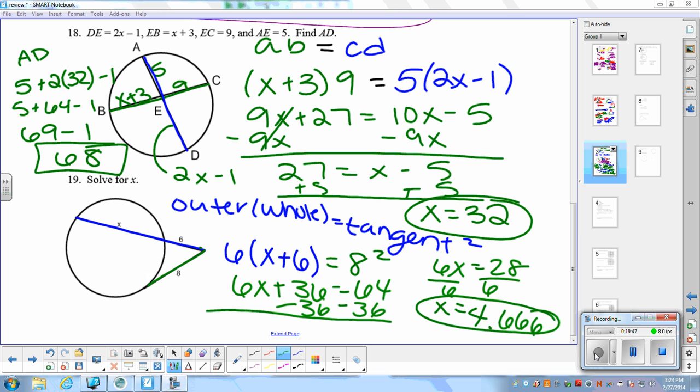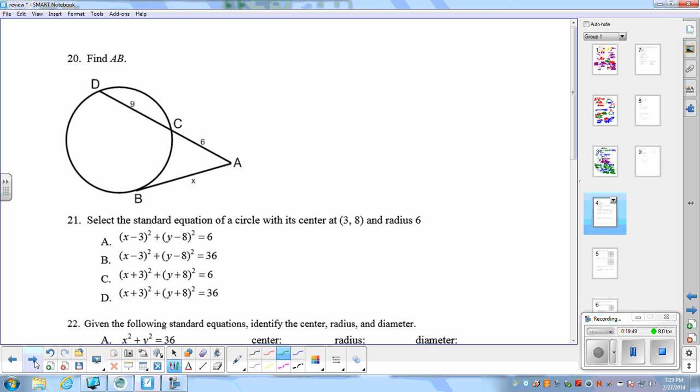All right, so then we get to the next page. Number 20, we have another secant-tangent, intersecting secant and tangent. So this is L equals our tangent squared.